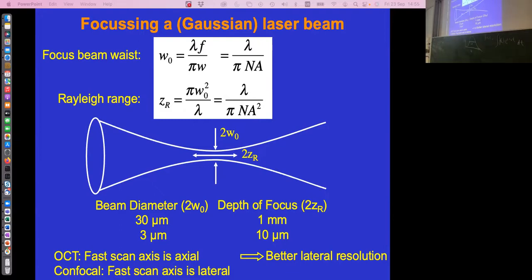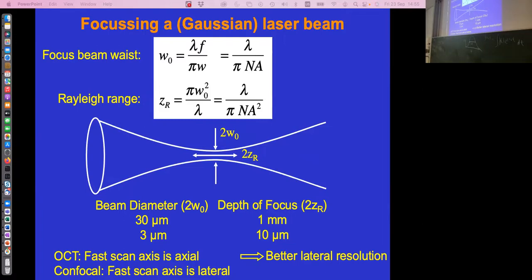But that's one parameter that goes in. The other thing is, how long is my focus? I define the length of my focus by something called the Rayleigh range. The Rayleigh range is the distance from the narrowest point of my beam to the location where the beam has increased by a square root of 2. Okay? So that is my Rayleigh range. It is defined by pi times the smallest radius squared divided by the wavelength, or wavelength divided by pi times the numerical aperture of my lens.